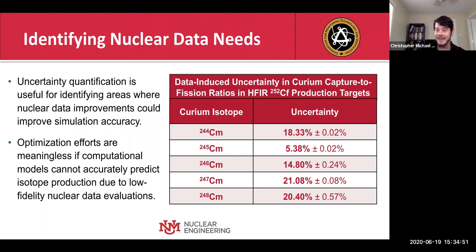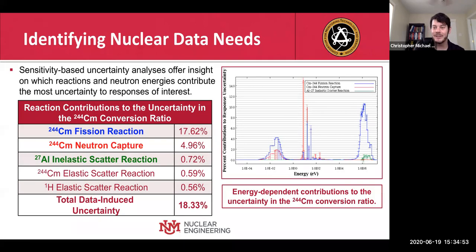It gets even better than that, actually. These uncertainties are also isotope dependent and reaction type dependent and energy dependent too, right? So you see what contributes the most uncertainty to that curium-244 capture to fission ratio. Obviously there's capture and fission for curium-244 that contribute uncertainty, but some other things contribute too, like aluminum, because HFIR has aluminum fuel in it.